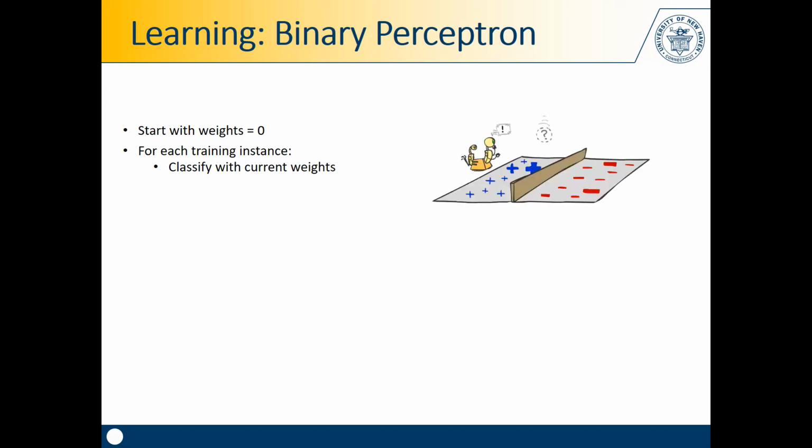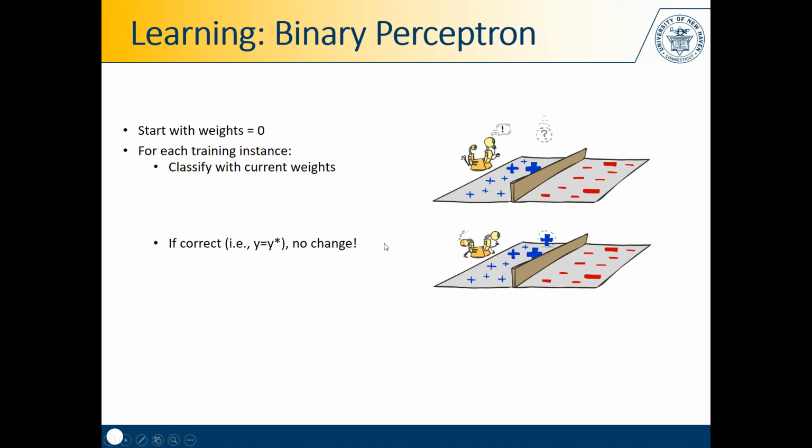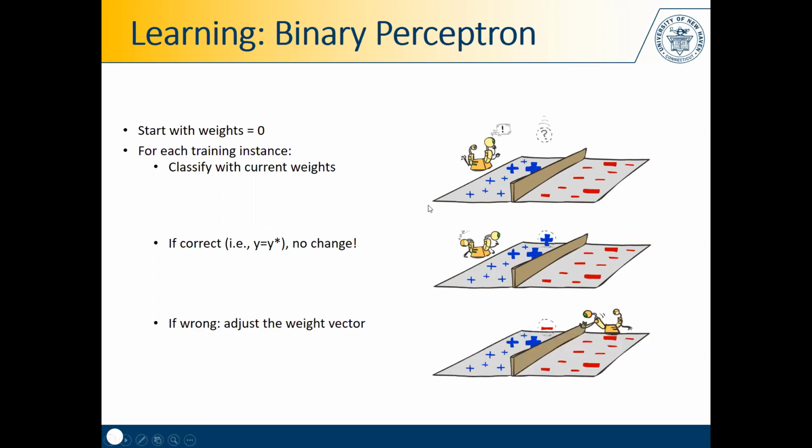So feed the feature vector of that sample to the perceptron and see what decision it makes. If the decision is correct, in other words, if the output is the correct output, and we are going to represent the correct output with y star from now on, then there's no need to change the weights. So far, the weights are working for us. However, if the output is wrong, then adjust the weight vector.